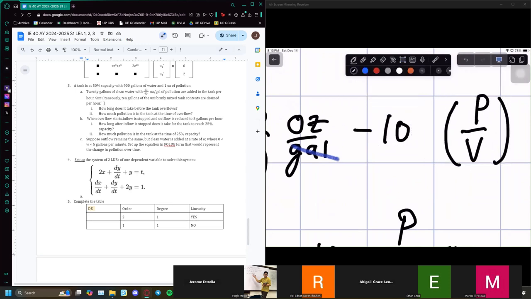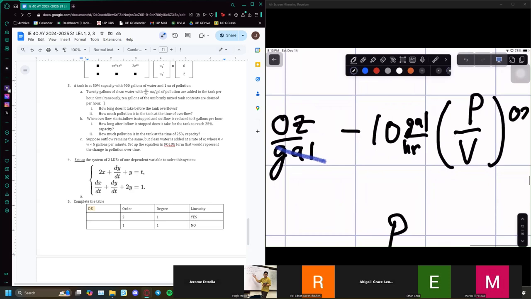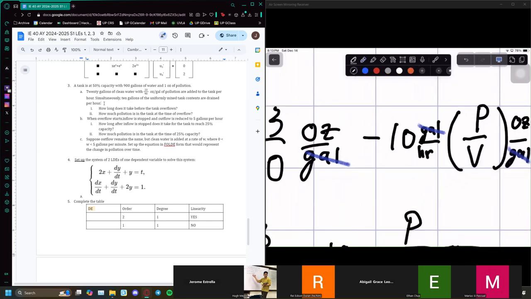Hold on. 10 gallons per hour times the concentration. Since this is P, this is ounces. This is gallons because this is the volume. So cross that out. Ounces per hour din siya.